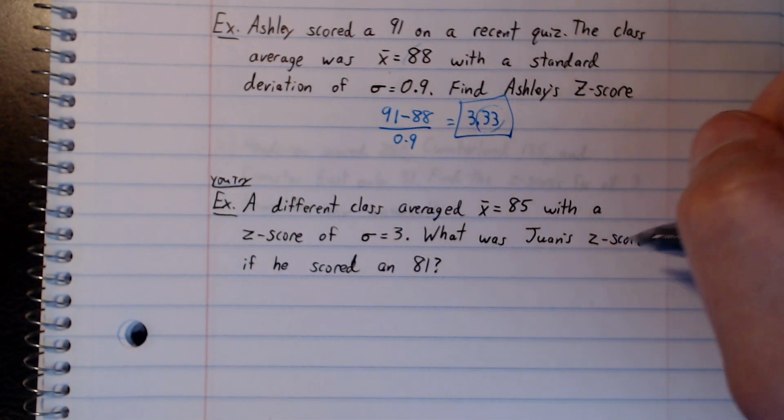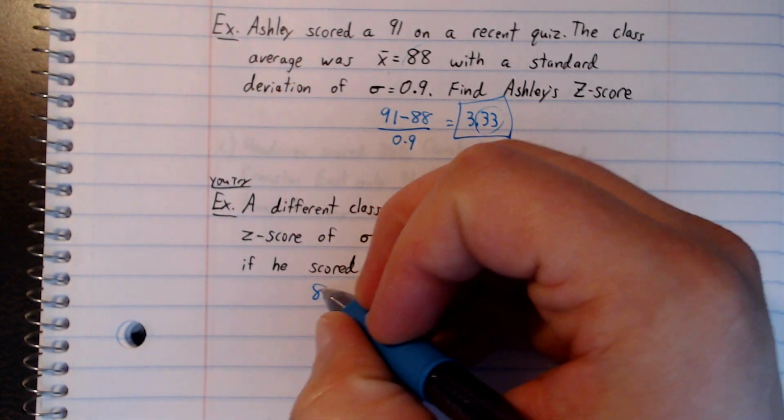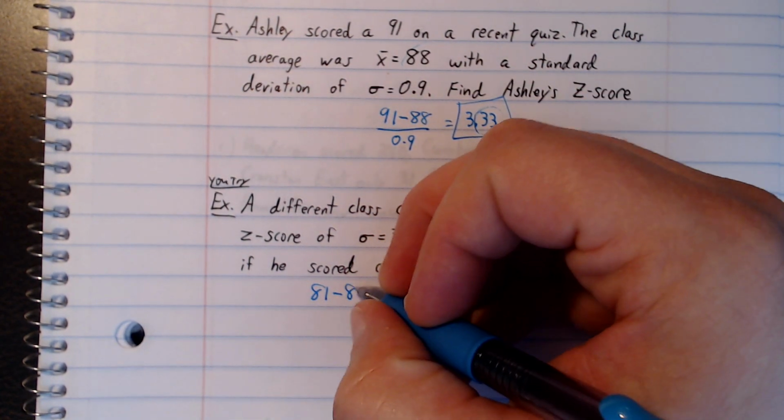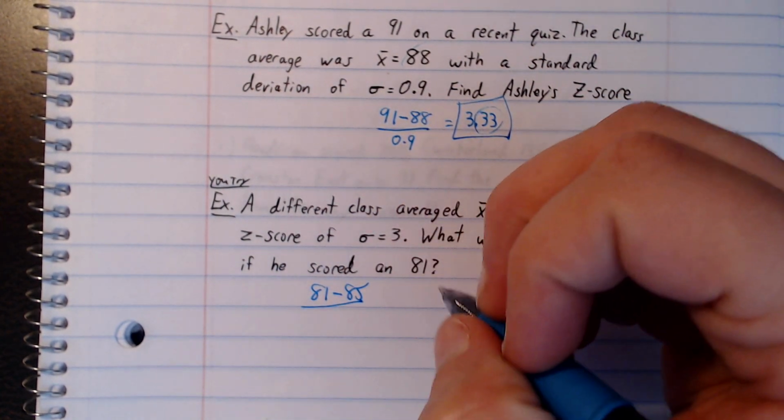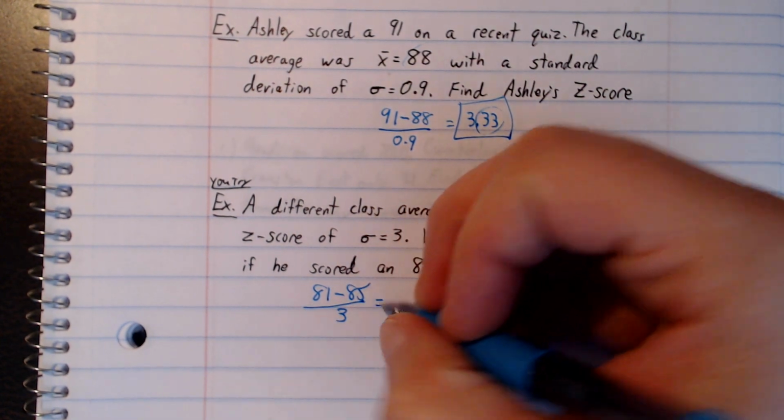All right, so let's see. Different class. One scored an 81. The average was an 85 with a standard deviation of 3.